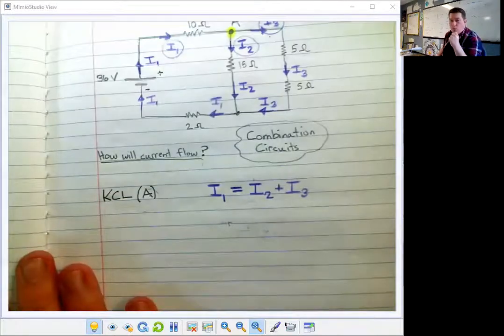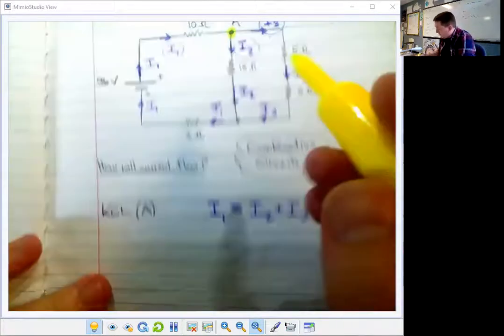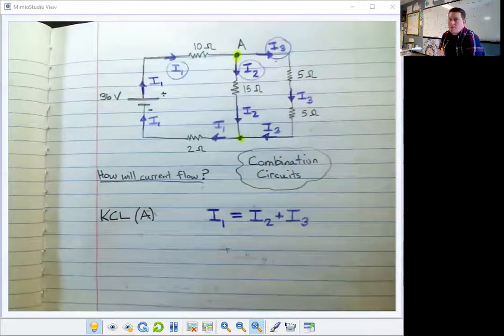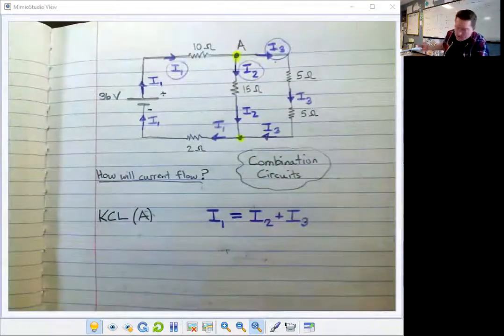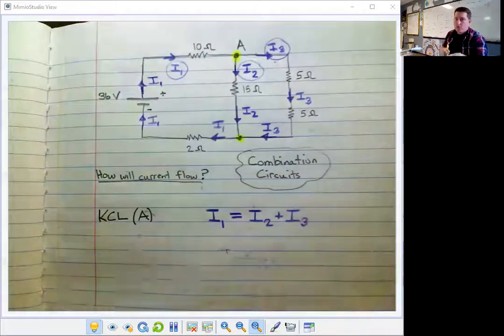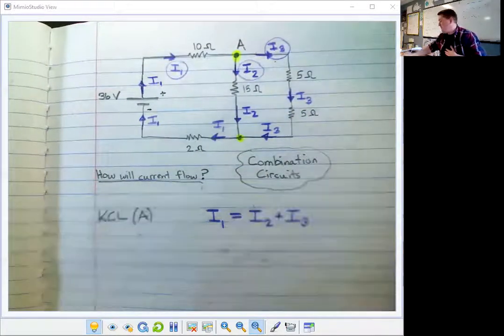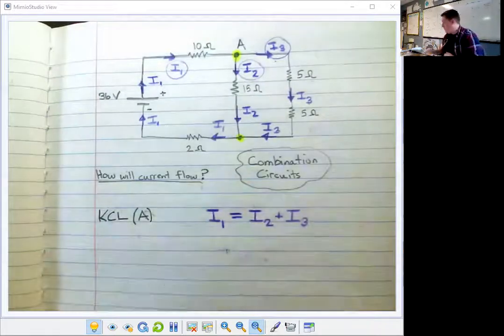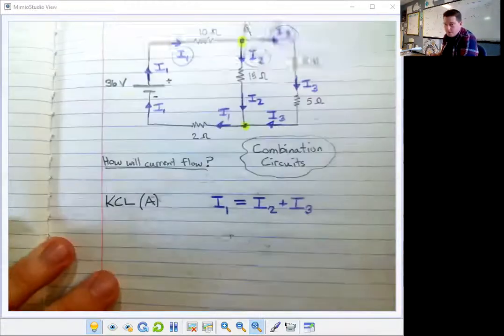One might think, oh, look, I can do another Kirchhoff's current law here at this junction. But you can't, because it would give us the same exact equation. I2 plus I3 would equal I1. So we're done with Kirchhoff's current law. That means we have to go now to Kirchhoff's voltage law.